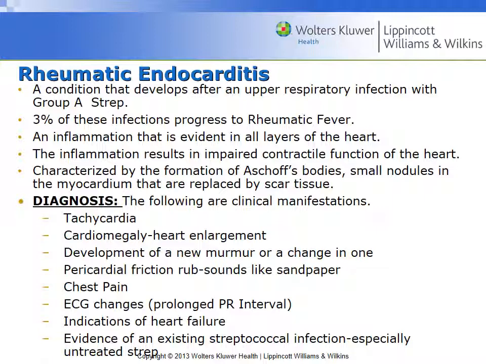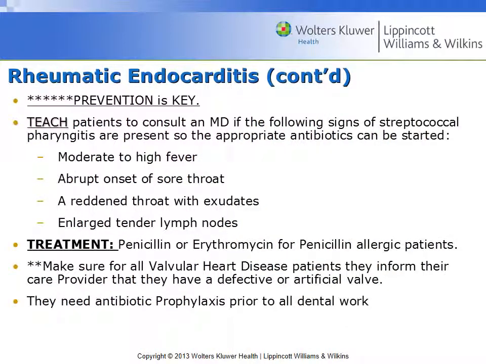Indications of heart failure such as crackles, edema, poor urine output, and increased jugular venous distension or CVP. Evidence of an existing streptococcal infection, especially untreated strep. In rheumatic endocarditis, prevention is key.